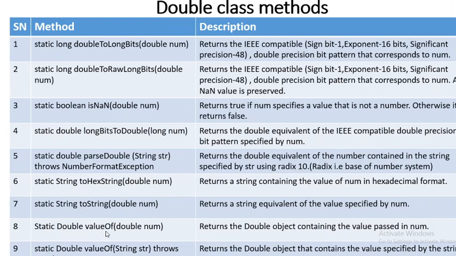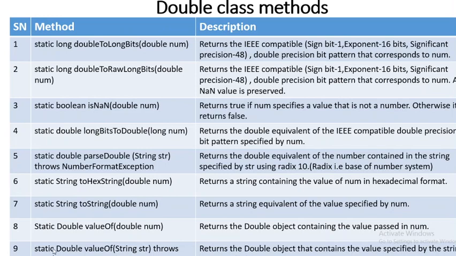doubleValue in bracket double num. This is again a boxing method. So whatever the double primitive data type number you are passing as an argument, this will be converted into Double class object. This is a boxing method.